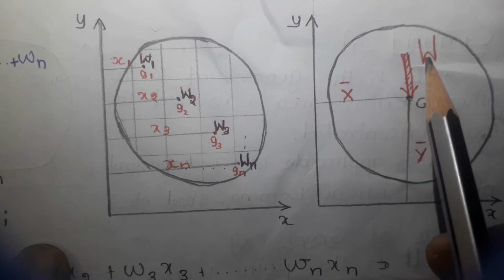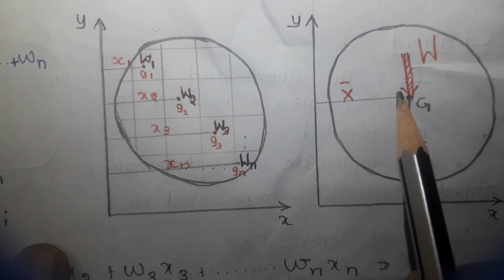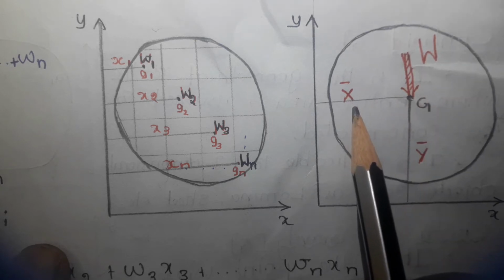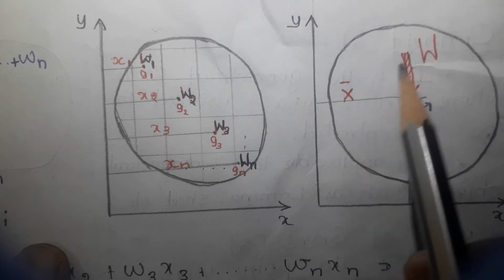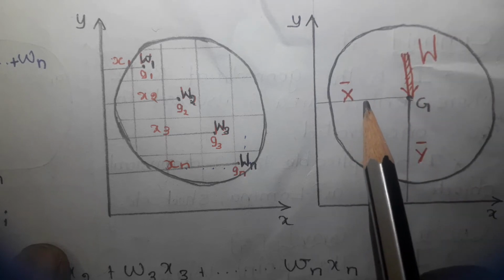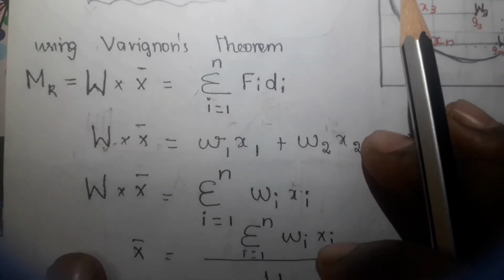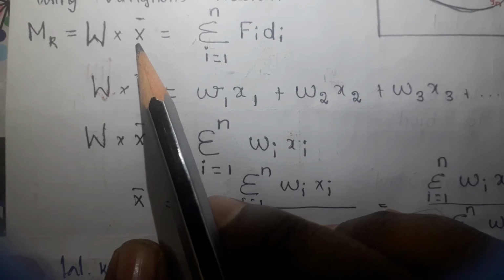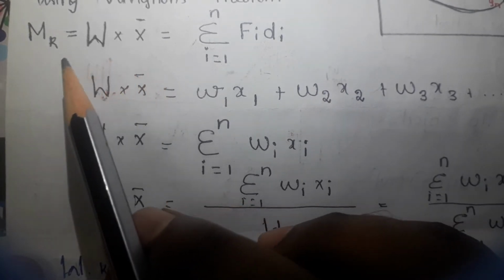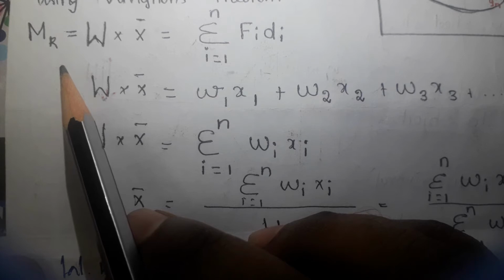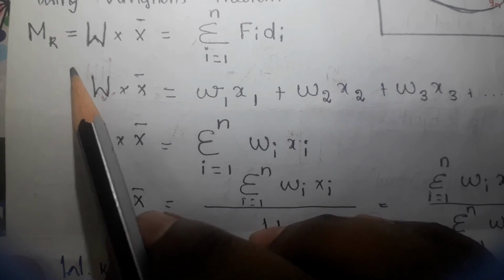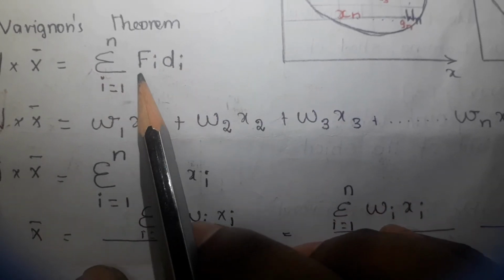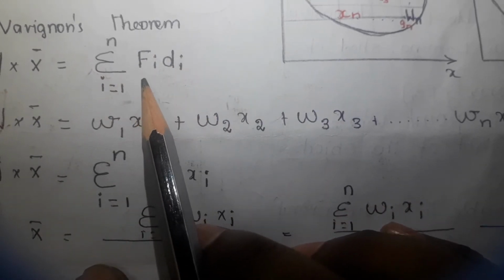When we say moment, it is nothing but force into perpendicular distance. So in this picture, W is the resultant and x bar is the perpendicular distance. So when you multiply these two, you will get the moment due to the resultant. This is what I have referred here. W is the resultant and x bar is the perpendicular distance. When I multiply these two, I will get the moment due to the resultant, the left hand side of the Varignon theorem.